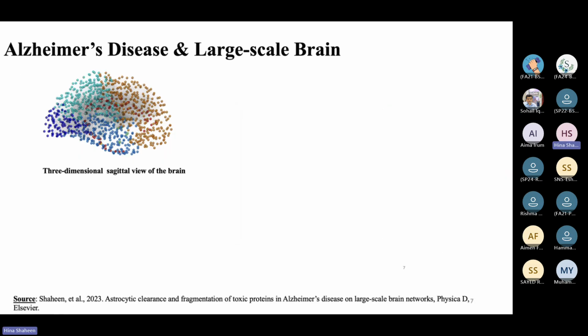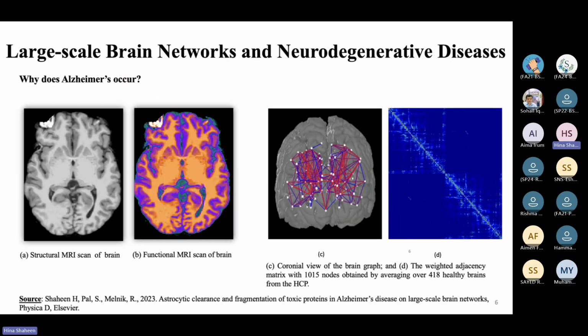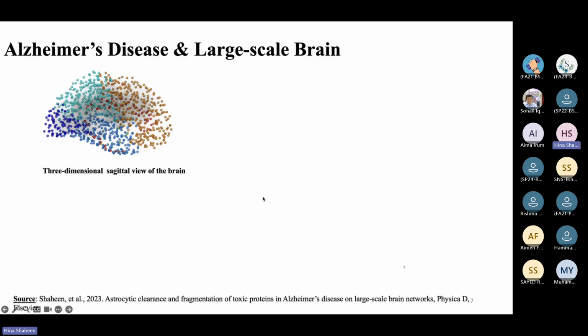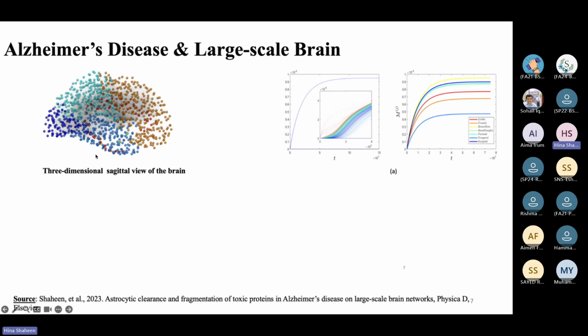Okay. So then here you see that based on this data for 1015 nodes, we were able to develop the three-dimensional sagittal view of the brain. The colored part here represents the regions we have selected on the entire connectome, that is limbic, frontal. In total, we have selected 7 brain regions which cover the entire human brain.